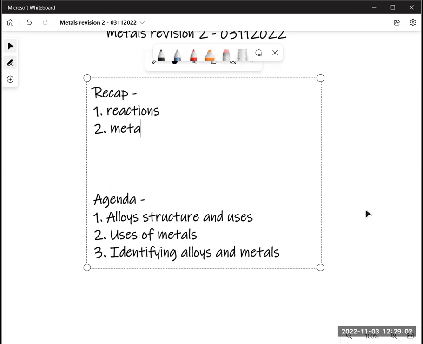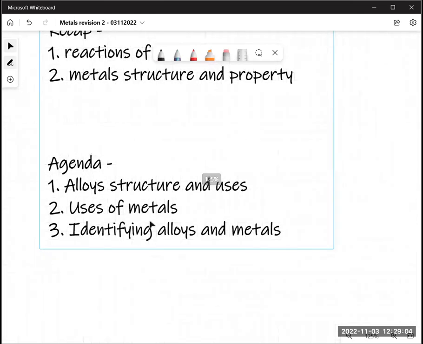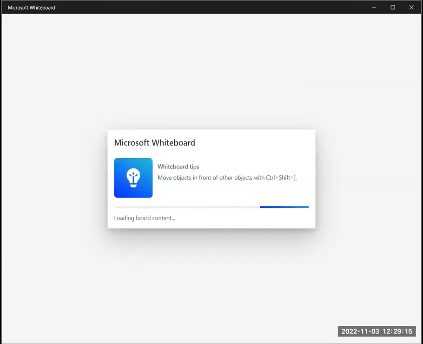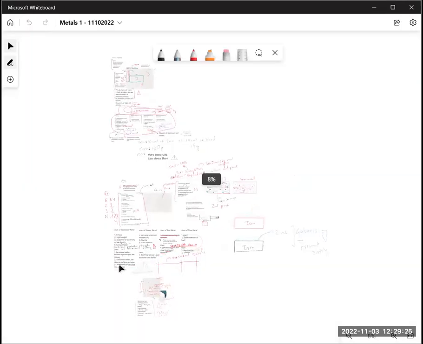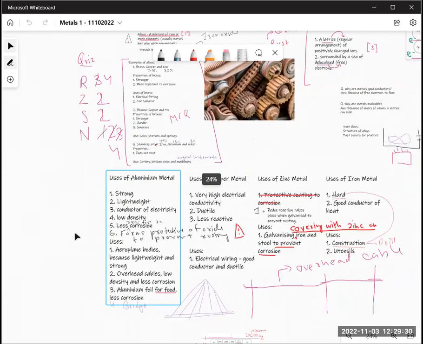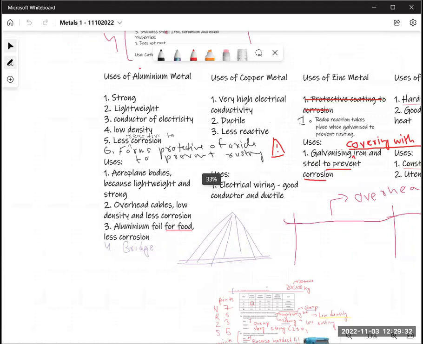Fine. Now today we're looking at alloys, uses of metals, the structure of alloys, and how do we identify these metals and stuff. Let's go back. Let's start. Let's first read from here. Ayan, read uses of aluminium metal.